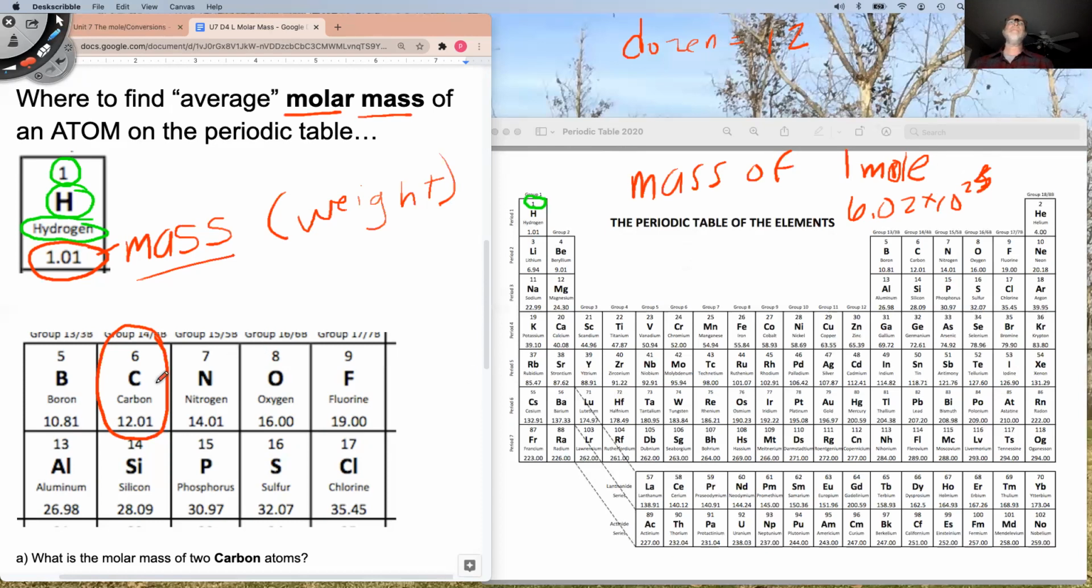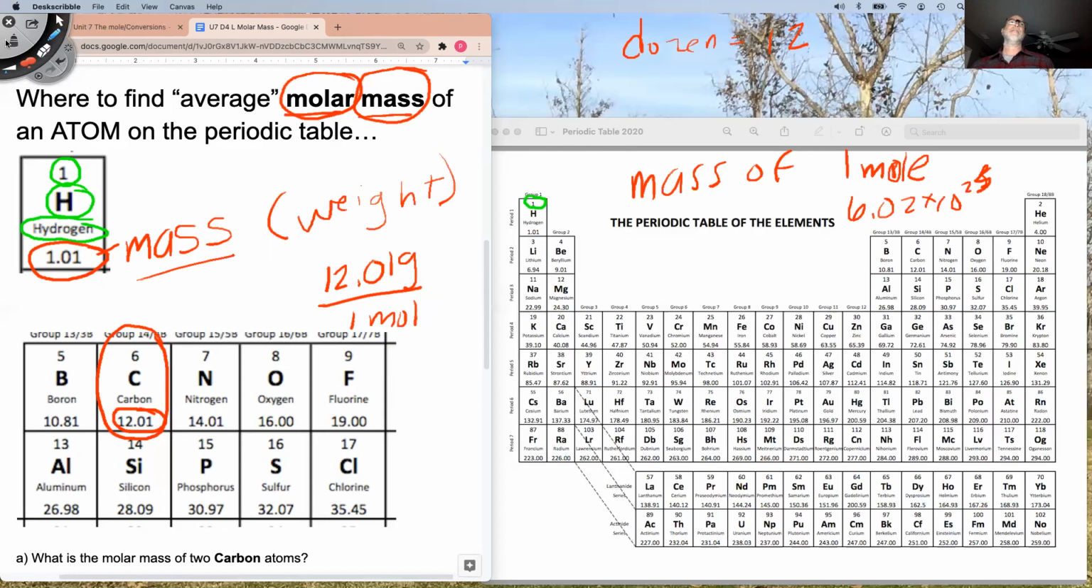So if you had 1 mole of carbon atoms, the mass of 1 mole, because molar just means mole. That's what molar mass is. If you have the mass of 1 mole of carbon, what would be the mass? The mass would be 12.01 grams. 12.01 what? It would be 12.01 grams for every 1 mole.